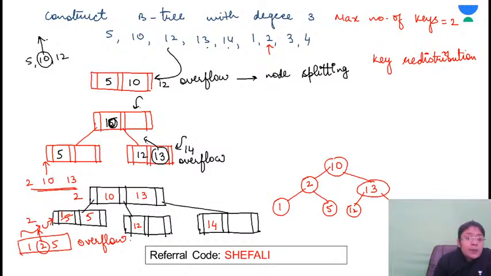So this means that at the parent level also node splitting is going to take place. 2, 10 and 13, this is a case of overflow. So what will happen? This 10 will go up. From this level, one more level is created. 10 is going up and on the left of 10 we have 2 and on the right of 10 we have 13. Now is this clear? Is this clear?